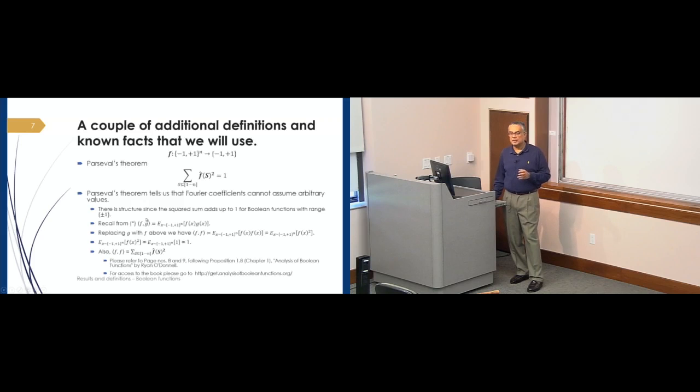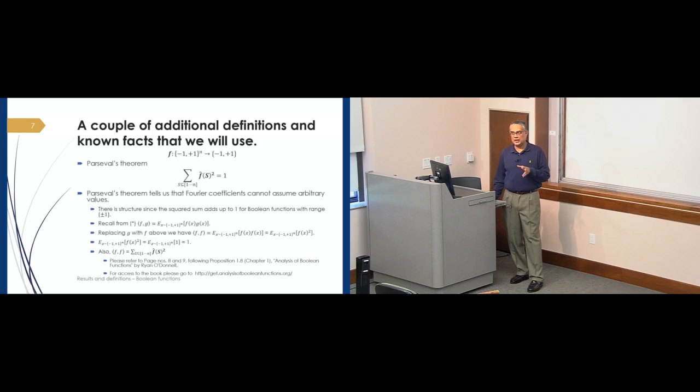This is called Parseval's theorem, and it simply says that the sum of all the Fourier coefficients, as you range over all the sets S from indices 1 through n, the set of all possible values for S, is actually 1.